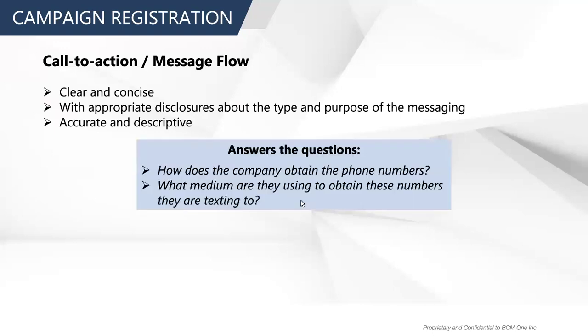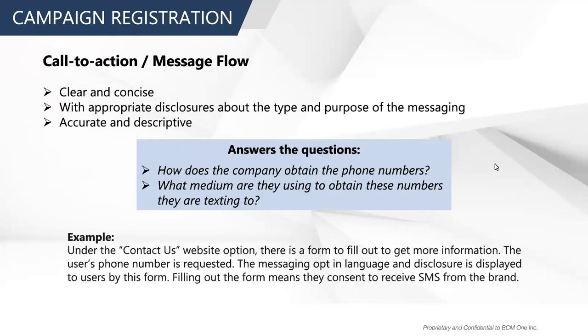The call to action answers the questions: how does the company obtain the phone numbers, and what medium are they using to obtain the numbers they are texting? Provide information on how you acquire the phone numbers and how you acquire consent from these individuals to receive messages from the brand. Even if they are existing customers, you need to be able to provide an explanation on how those numbers were obtained and how those customers consent to receive SMS from your company.